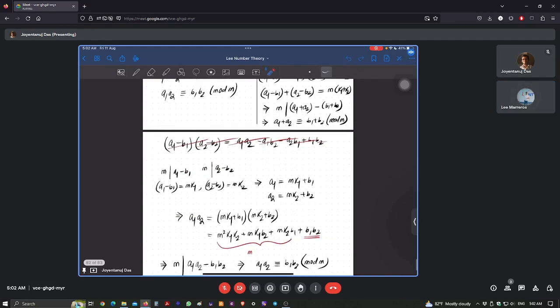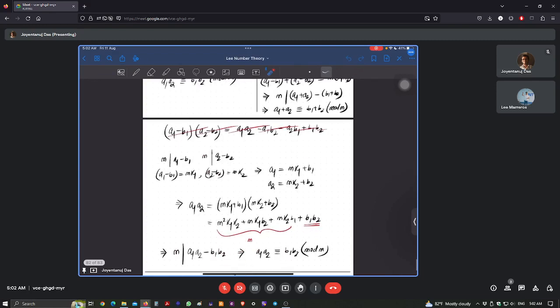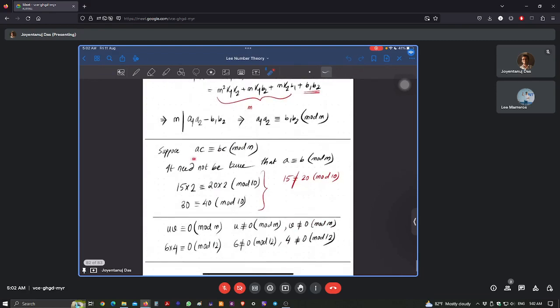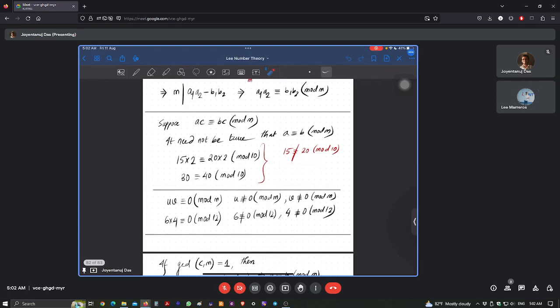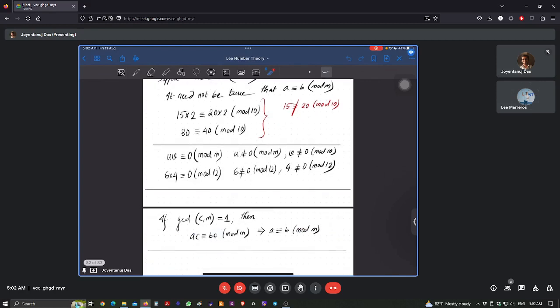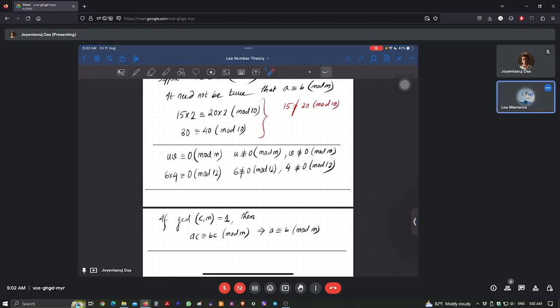But one thing we also observed is that we cannot divide. For example, if it's given that AC is congruent to BC mod m, it need not be true that A is congruent to B mod m. So we cannot just cancel the C from both sides. We saw an example. But on the other hand, if we have some extra information about C, if C and M are co-prime, that is the GCD is 1, then we can actually cancel the C from both sides and claim that A is congruent to B mod m.